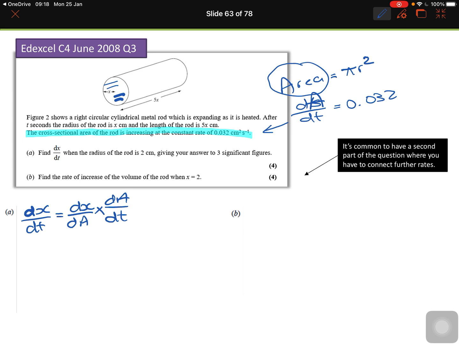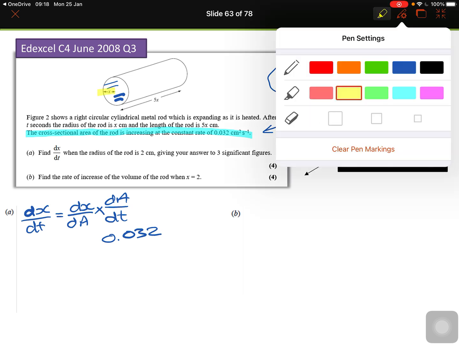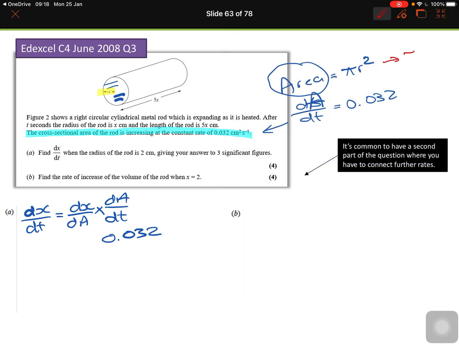So I need to work out what dx/dA is, and I need to work out what dA/dt is. Well, I know what dA/dt is, because dA/dt is 0.032. Right, dx/dA. Now, I've put my area in terms of pi r squared, but my area is in r. If I look carefully on here, my radius is actually worth x. So I'm going to change this to pi x squared. This now means I can find dx/dA.